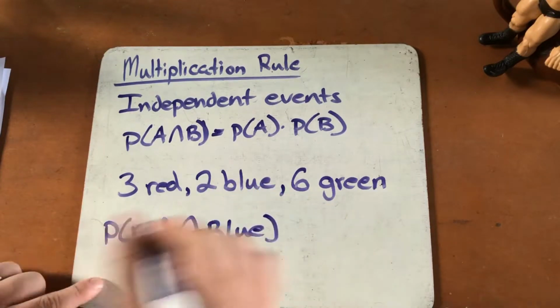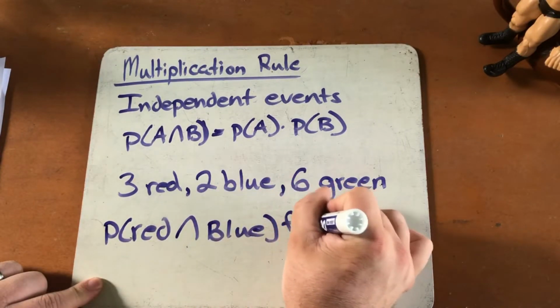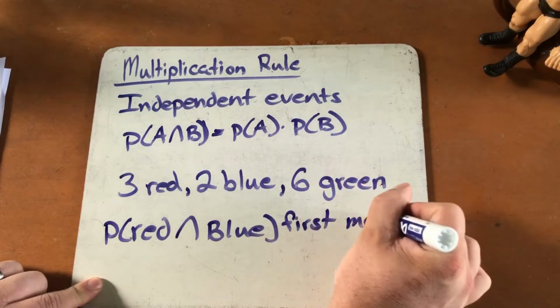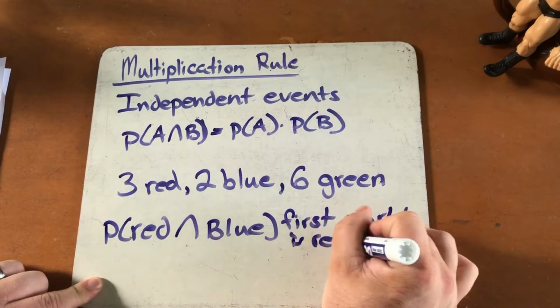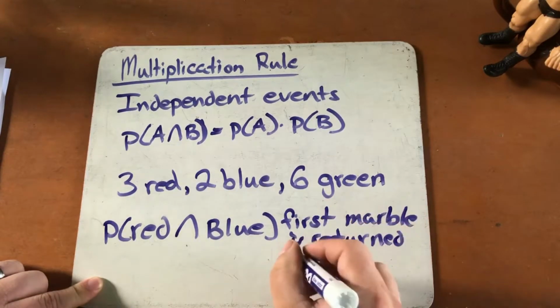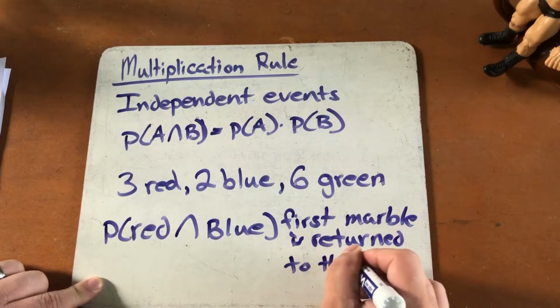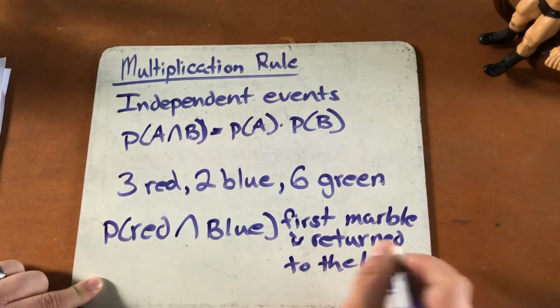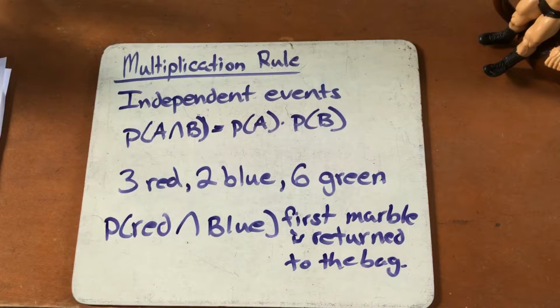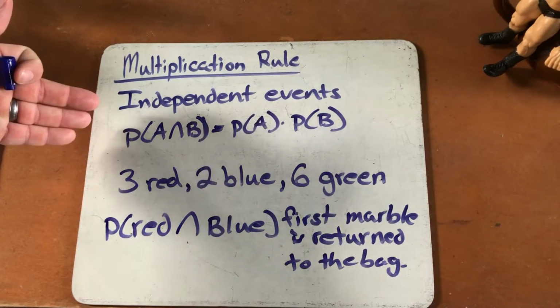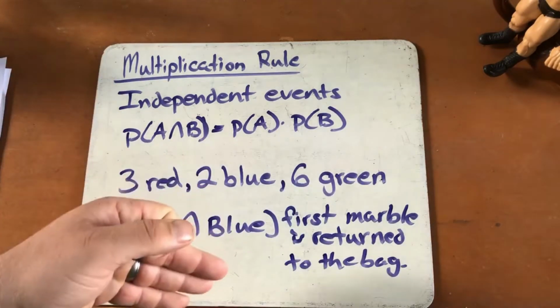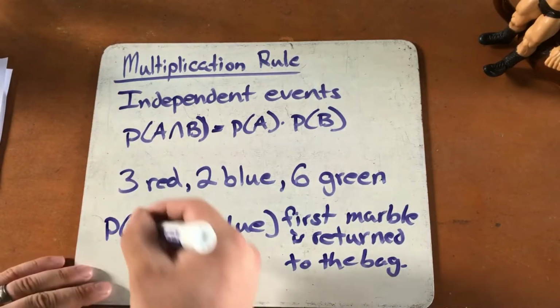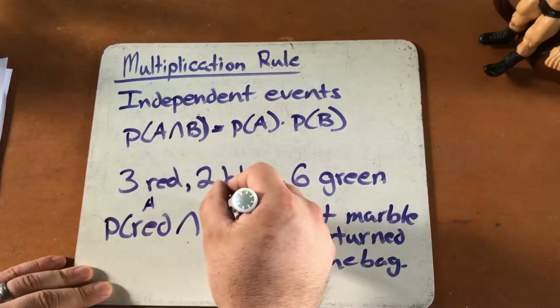Now, here's the important thing. We're also told that the first marble is returned to the bag. By having that statement at the end of the problem, that's one of the things that lets us know it is an independent event from the second event. So A is independent from B because it's put back. We'll call this event A, this event B.